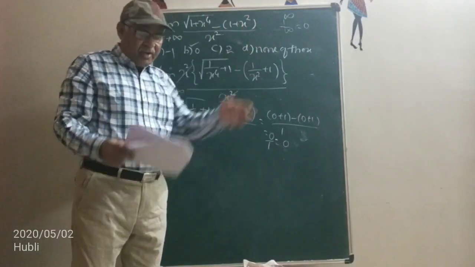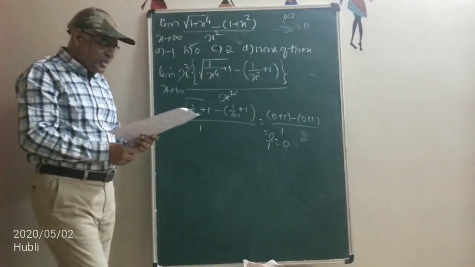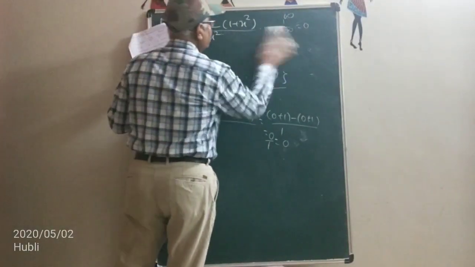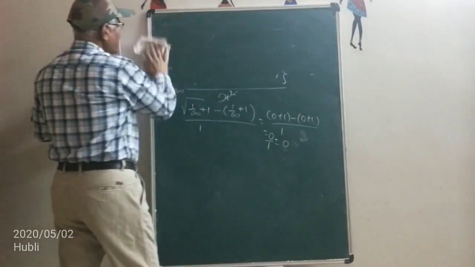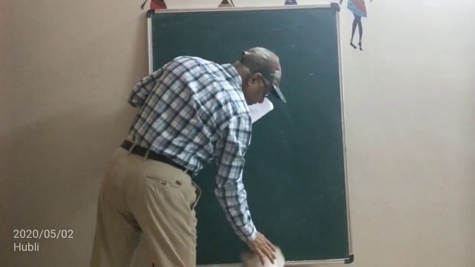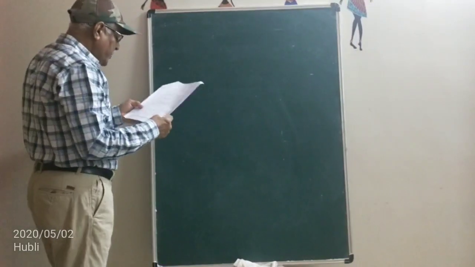So remember, whenever the limit tends to infinity is there, try to cancel the highest power of numerator as well as the denominator. After cancelling, if you are getting 1 upon infinity, the answer will be 0. If it is infinity, then infinity only.